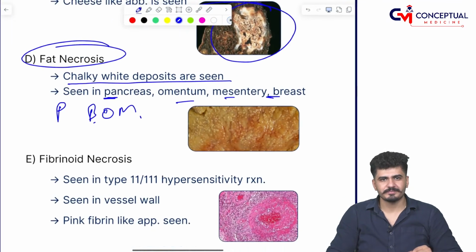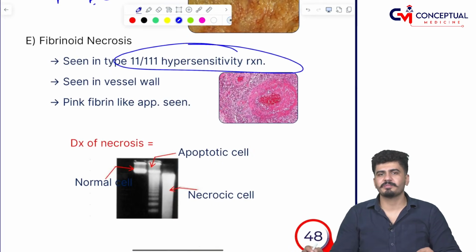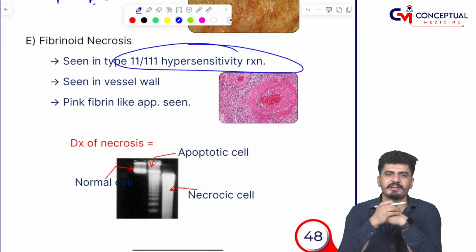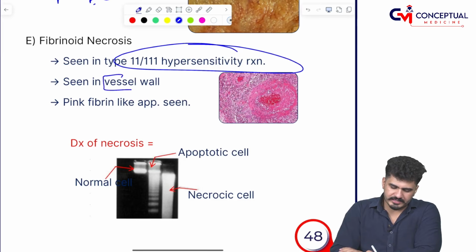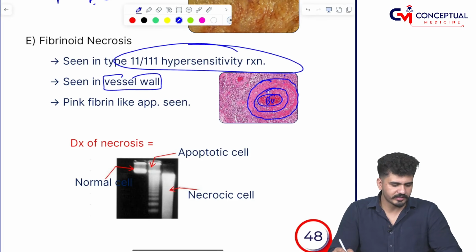Now coming to the next one, sir. Next is fibrinoid necrosis. It is seen associated with type 2 and type 3 hypersensitivity. Separately, we are going to talk about type 1, type 2, type 3, type 4, type 5 hypersensitivity. Now, you will see this is seen in the vessel wall. You will see the fibrin-like deposit. This is a blood vessel and here you will have a surrounding fibrin-like appearance. This is called as what, sir?